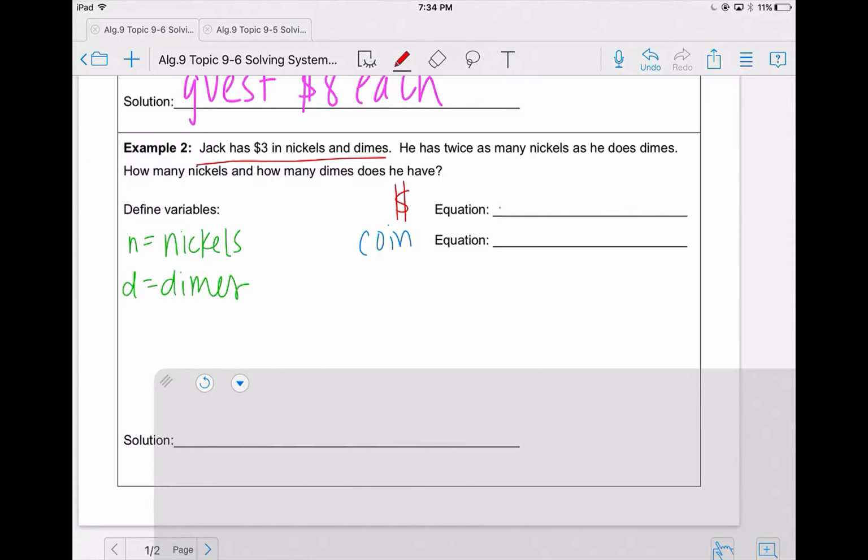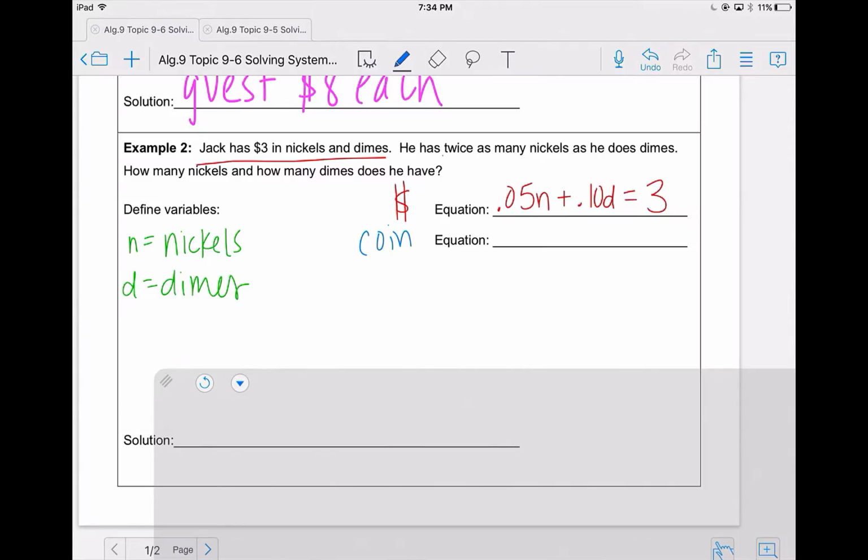So nickels are worth 5 cents, dimes are worth 10 cents, and my total money is $3. So 0.05 times the amount of nickels that I have, plus 0.10 times the amount of dimes that I have, is going to equal the total $3 that I have.